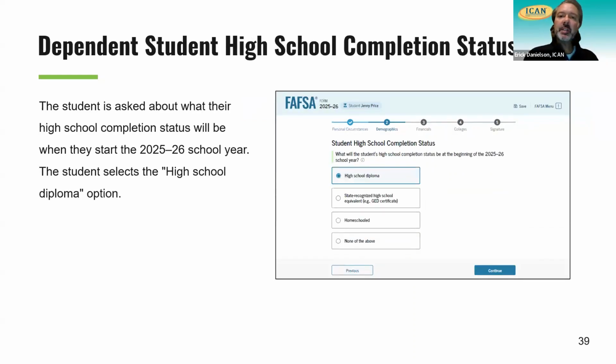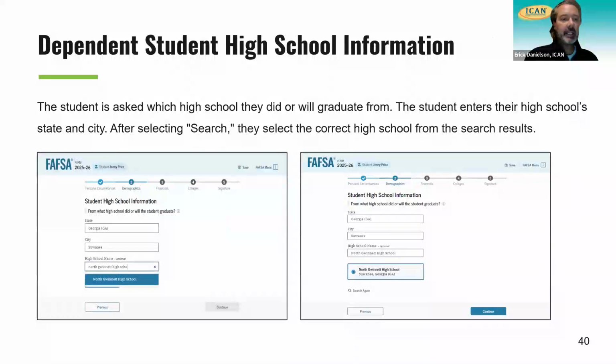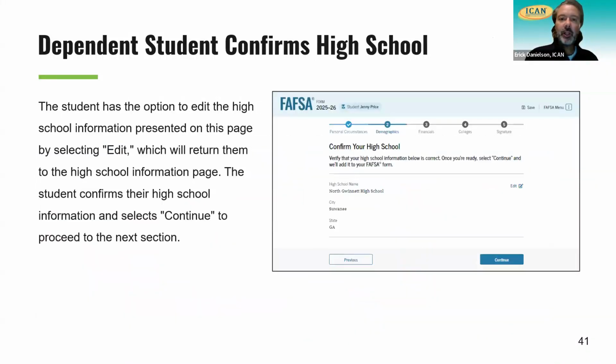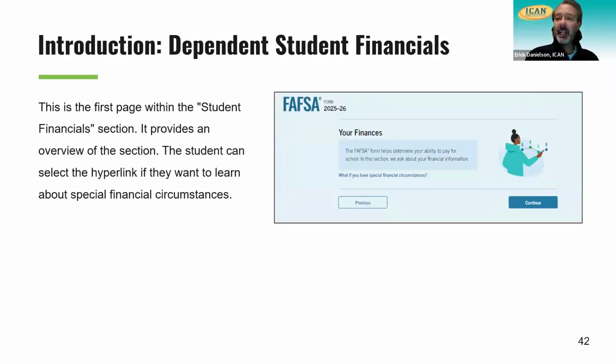Next, we get into the dependent student's high school completion status. For our example here, the student got a high school diploma. If you click on high school diploma and hit continue, then it's going to ask what high school. You'll be able to search by the state, city, and then the high school name. Once you find it, you'll click on the box that lists the high school, hit continue, and it'll just show you one more time and have you confirm it. Then we get into the student's finances.